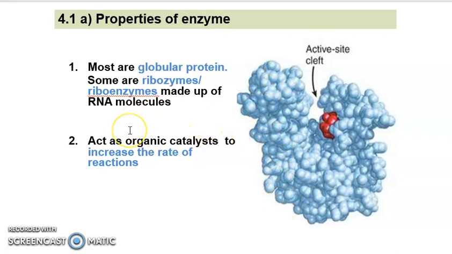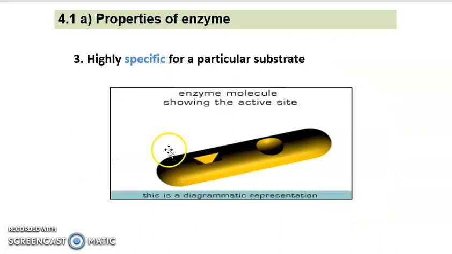And then second properties, enzyme will act as organic catalyst. So since enzyme is an organic catalyst, that's why it can increase the rate of the reaction. Okay, and then third, it is highly specific for a particular substrate. So means that enzyme ni dia adalah specific for a specific or particular substrate. Hanya substrate yang tertentu sahaja boleh bind kepada active site of the enzyme.